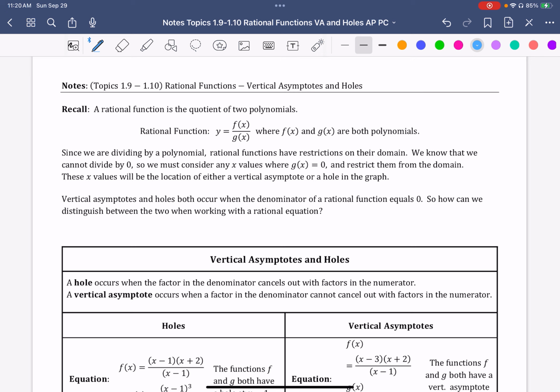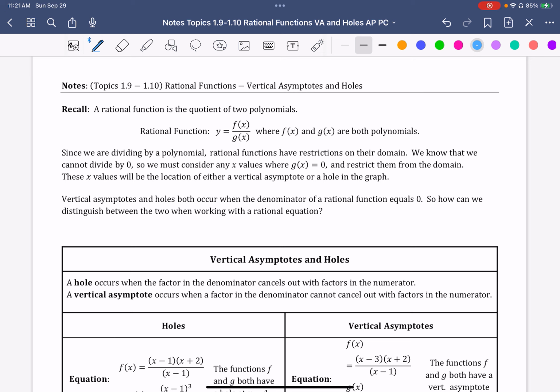Recall that a rational function is the quotient of two polynomials. A rational function could be y equals f of x divided by g of x, where f of x and g of x are both polynomials. Since we are dividing by a polynomial, rational functions have restrictions on their domain. We know that we cannot divide by 0, so we must consider any x values where g of x equals 0 and restrict them from the domain. These x values will be the location of either a vertical asymptote or a hole in the graph.